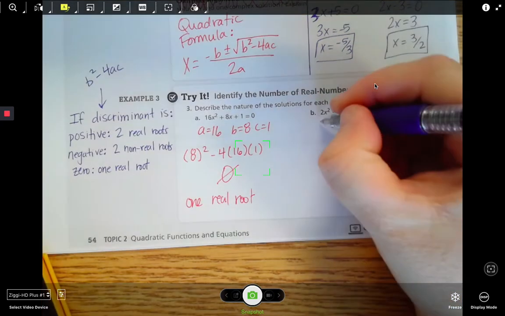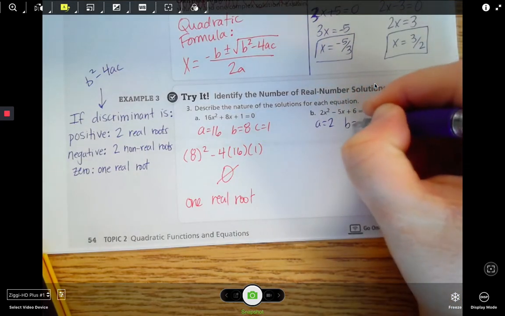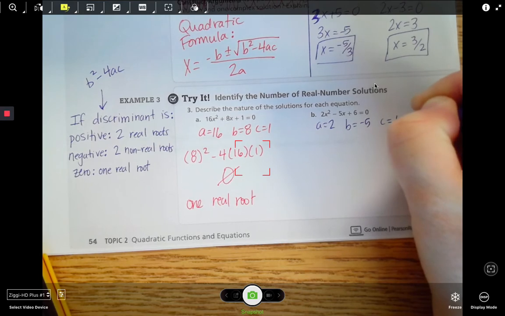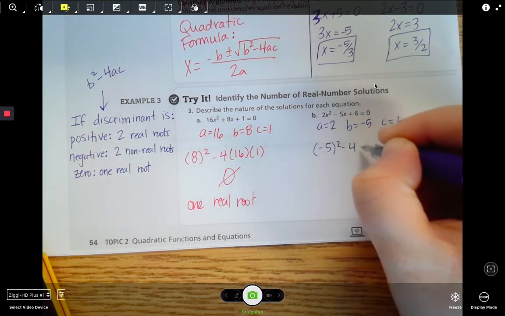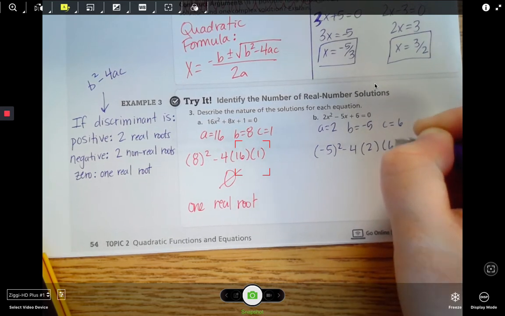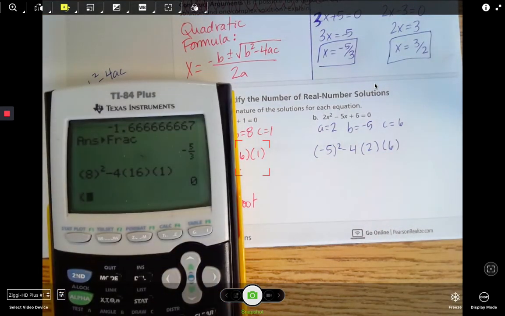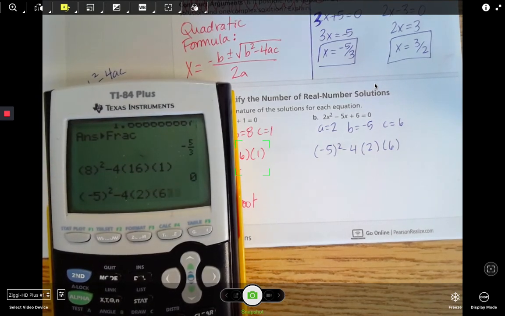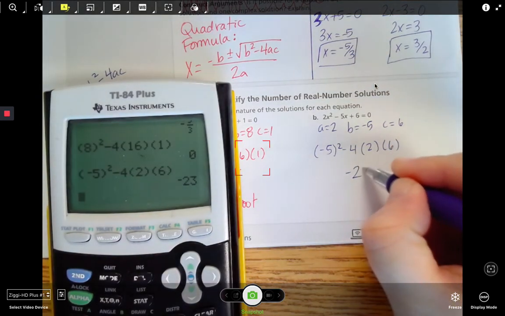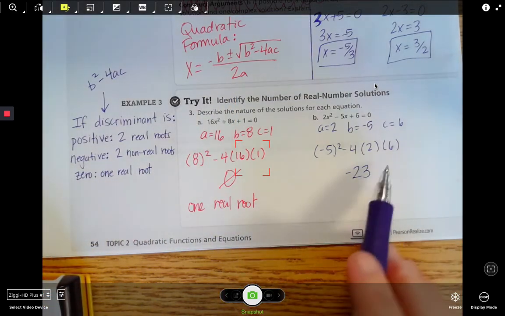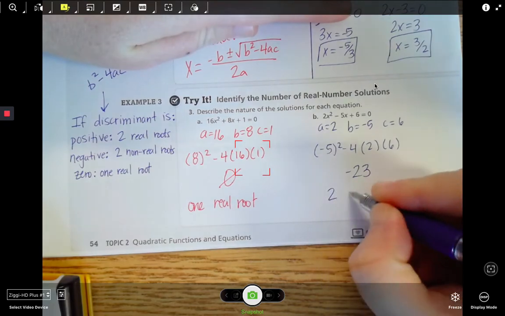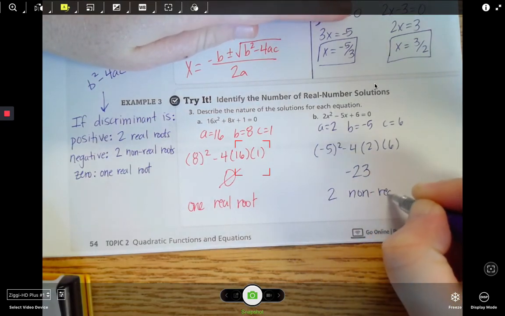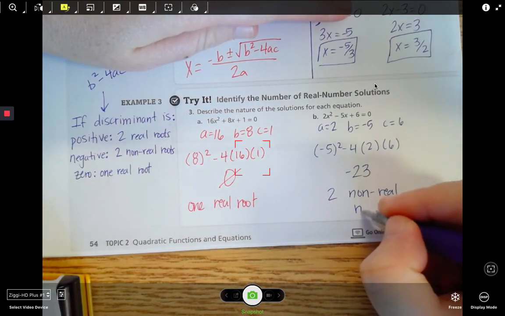For b, a equals 2, b equals negative 5, and c equals 6. Negative 5 squared minus 4 times 2 times 6. We get a negative 23. So since that is negative, that means that we have 2 non-real solutions, 2 non-real roots.